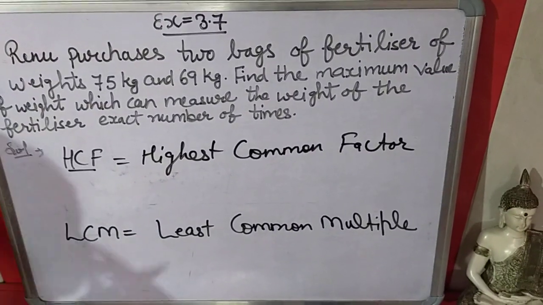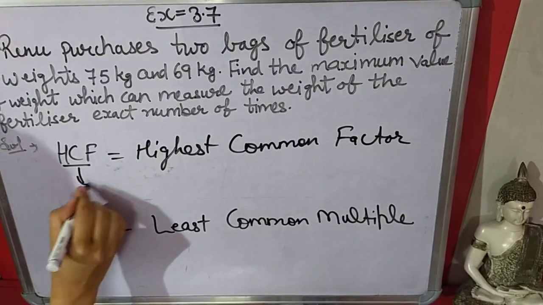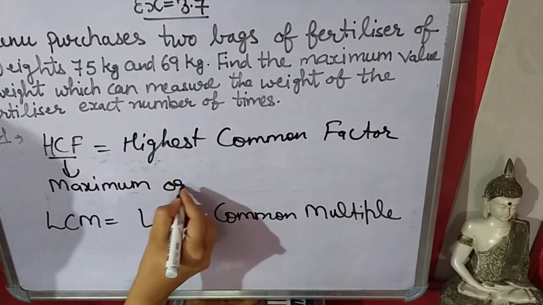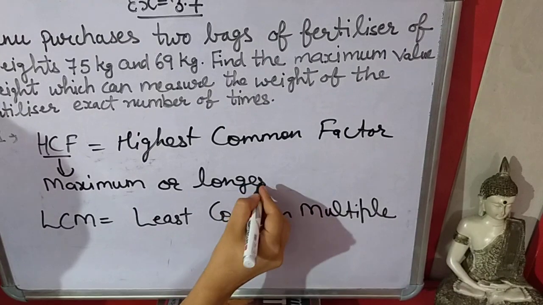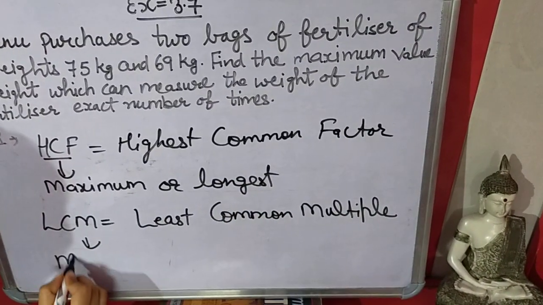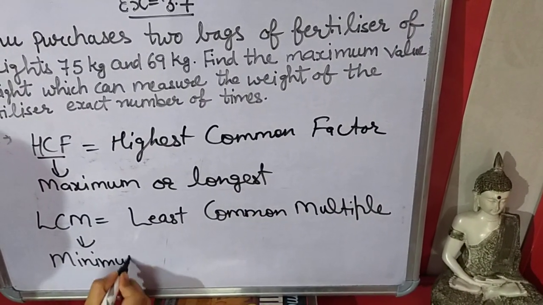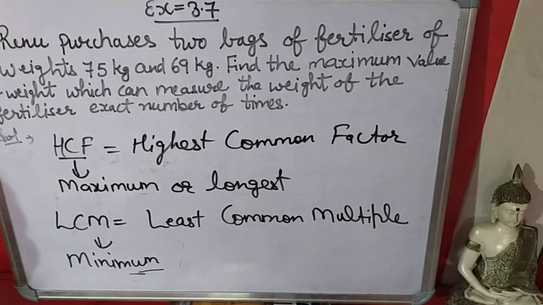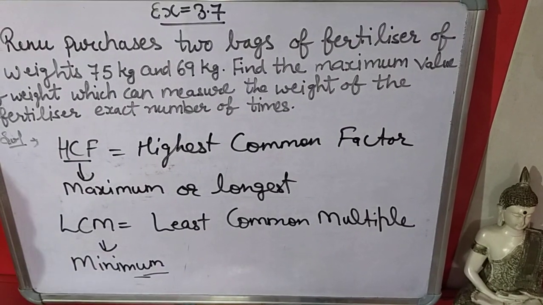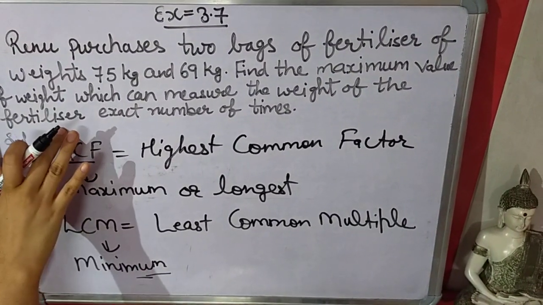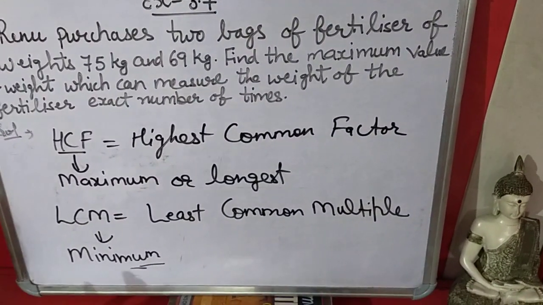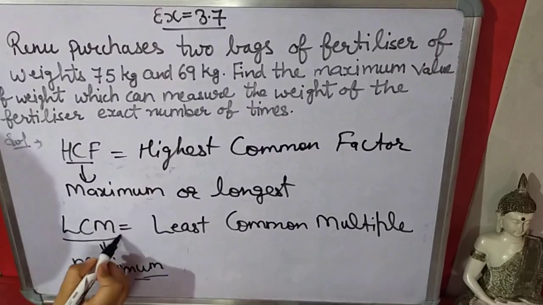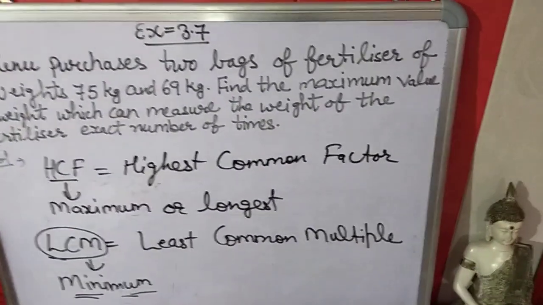So HCF is used for maximum or longest, and LCM is used for minimum. It means if the question is asking for maximum or longest, you have to find HCF in that question. But if the question is asking for minimum, then you have to find LCM in that question.